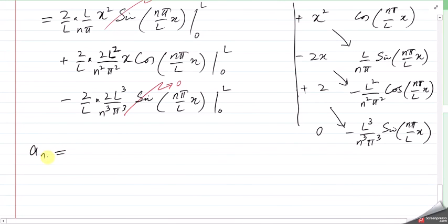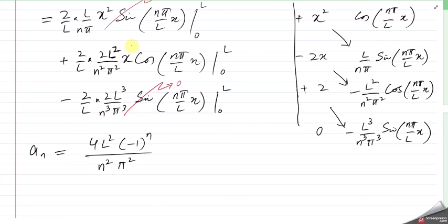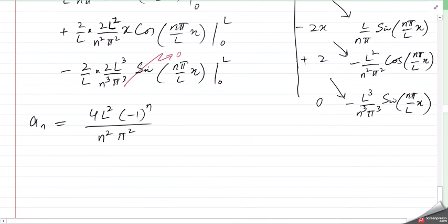So an finally will be, I'll write the direct answer, 4 L square minus 1 power n over n square pi square. Okay, 4 L square. I think 4L, not 4L, 4L square, because of this.